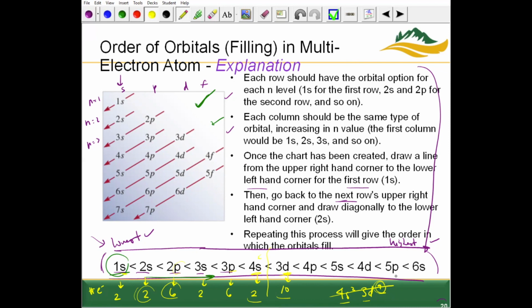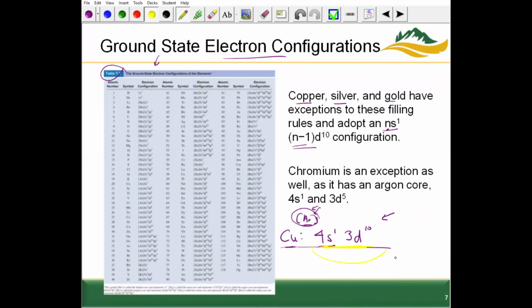For copper though, it is 4s1 3d10. We completely fill the d orbital and we only partially fill the s orbital. That is why copper is one of those exceptions. So again, copper here, one of our exceptions, a good one to remember as being an exception. We also have silver and gold that are exceptions as well, and they follow this electron configuration. Chromium as well.